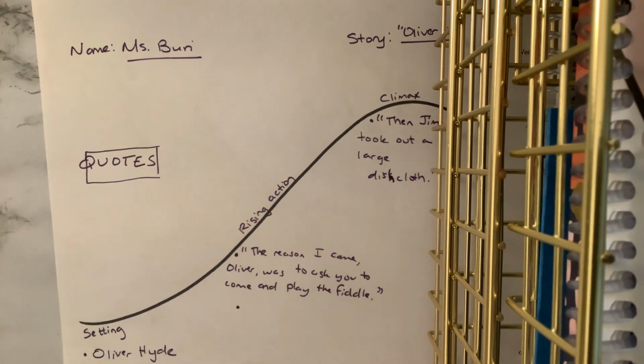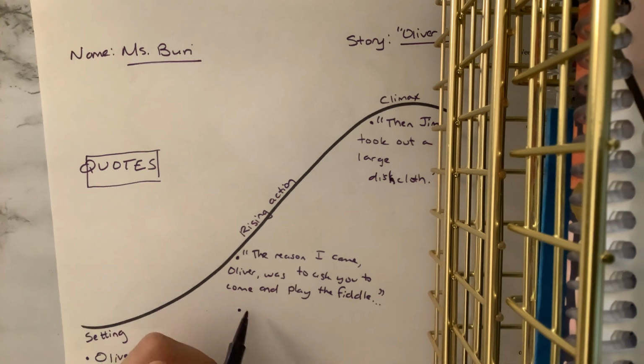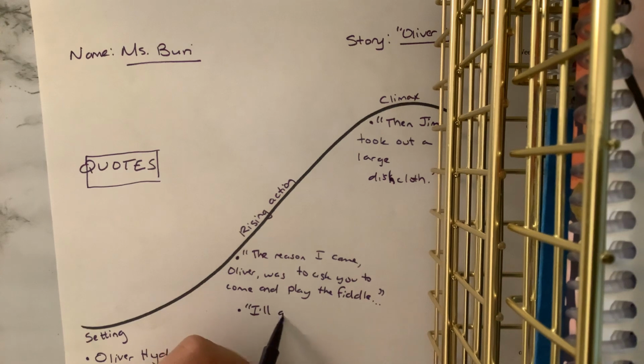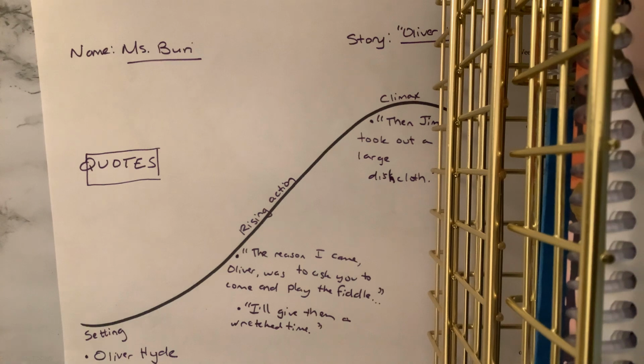Again, you might not have picked this quote, and that's great. There are other quotes. We'll see another option. We'll just say, when Oliver says, "I'll give them a wretched time." Again, most of the story is rising action. So you probably picked two different things than I did, and that's great.